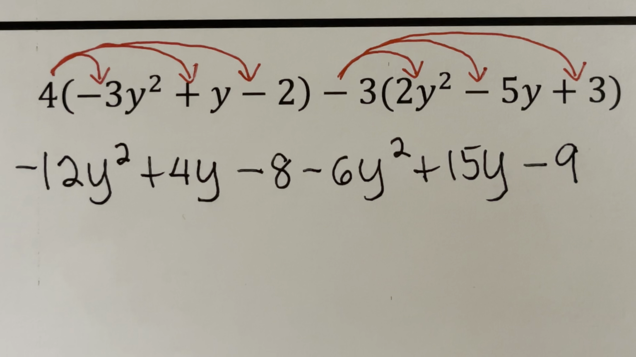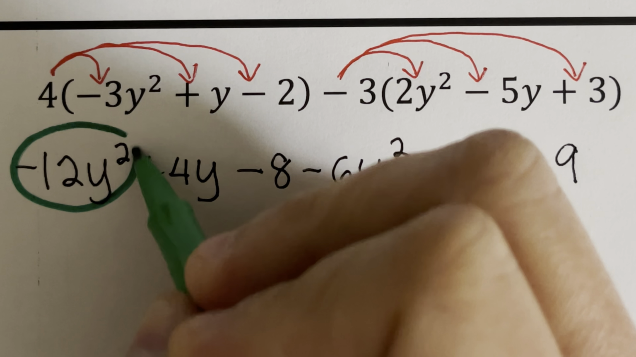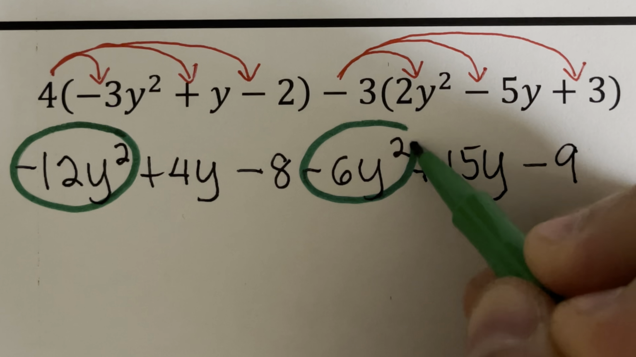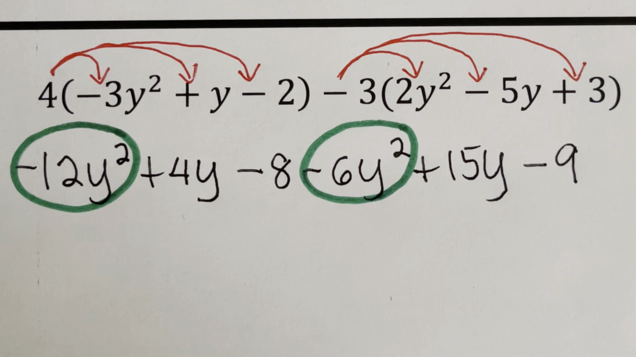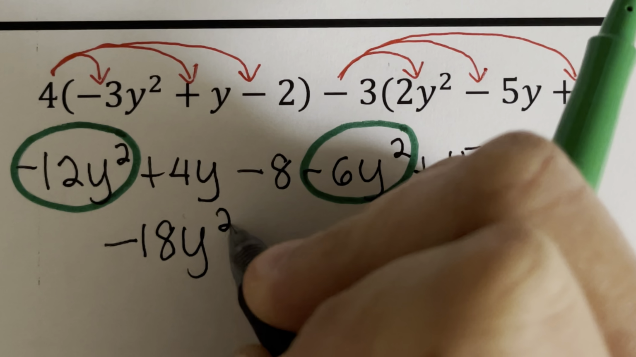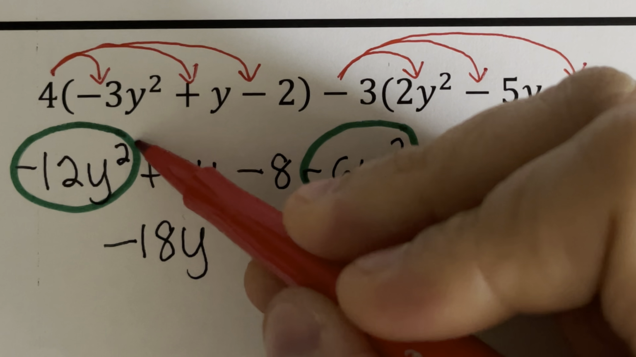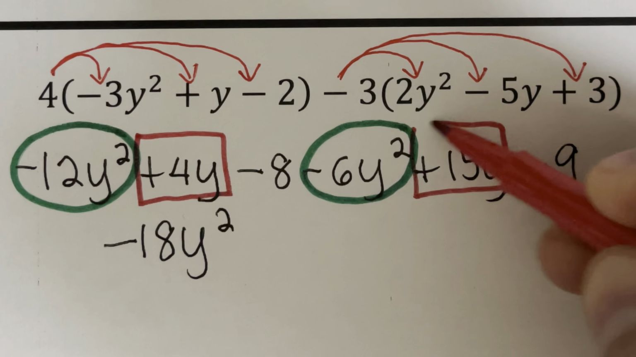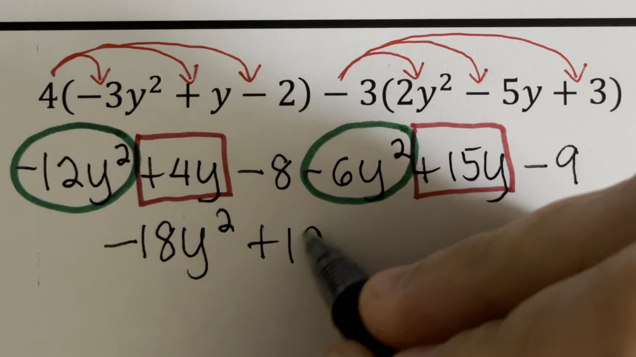And so we combine like terms. So the like terms would be -12y squared. We also have another y squared right here, minus 6y squared. So -12y squared minus 6y squared is -18y squared. And then we combine the ones with y on them. So that is 4y plus 15y. That would come out to 19y. So I write plus 19y.